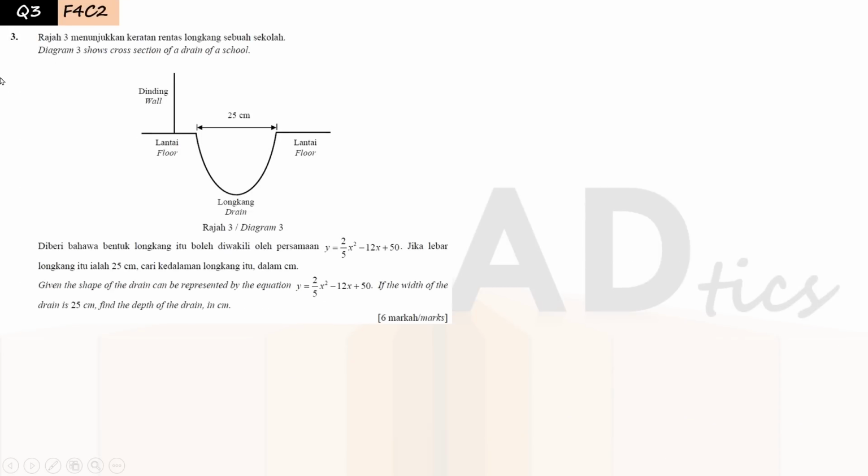Next question focuses on quadratic functions, and here we have the shape of the drain's equation, which is this one, and describes this line, this curved line. Now we need to find the depth of the drain, which means the distance from the floor to the minimum point of the drain. So what we can do to find the depth is to find the minimum point of the drain first.